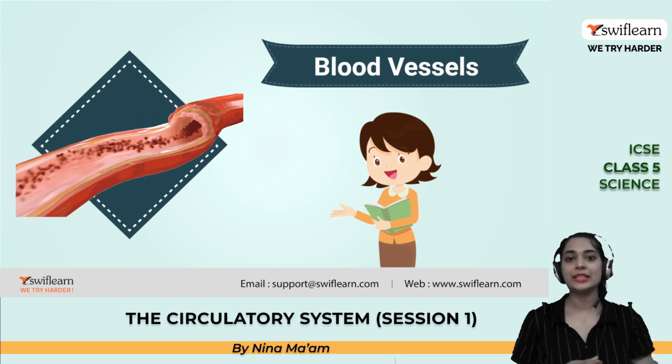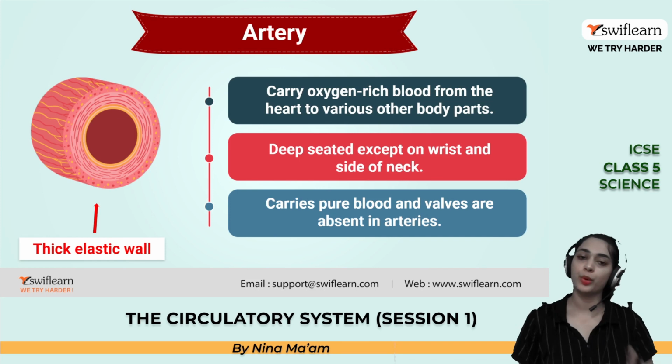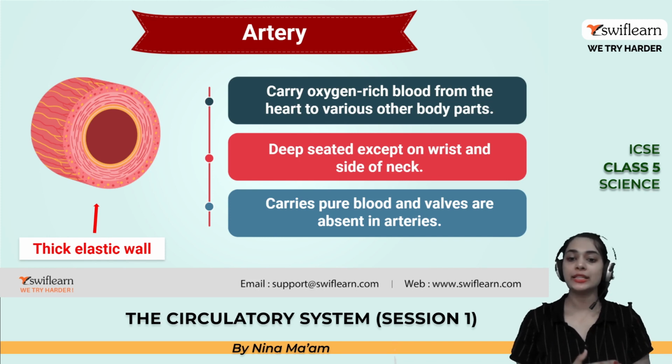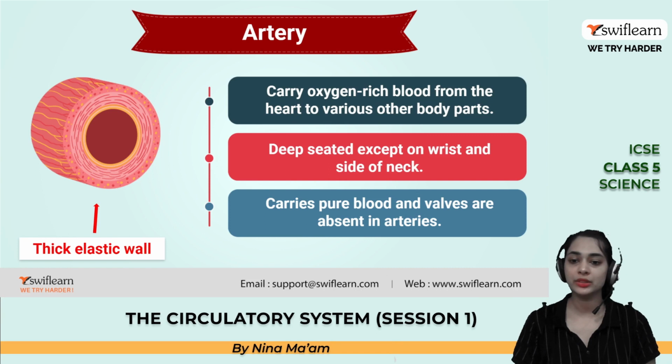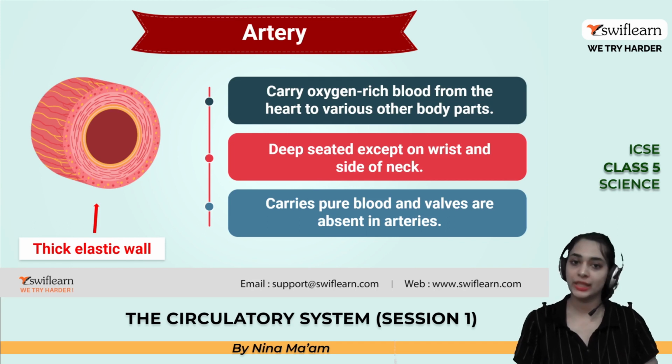So let's get to know more about the arteries. The artery is the blood vessel that delivers oxygen-rich blood from the heart to tissues of the body. Each artery is a muscular tube lined by a smooth tissue, with 3 layers. The intima is the inner layer, lined by a smooth tissue called endothelium. Please note down, the intima is the inner layer of the artery lined by a smooth tissue called endothelium.